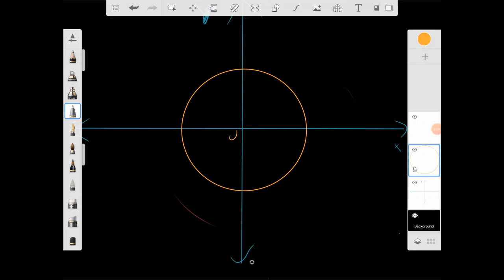Now I will put the 0 here and 1 here for your understanding. Okay, now guys, look carefully.